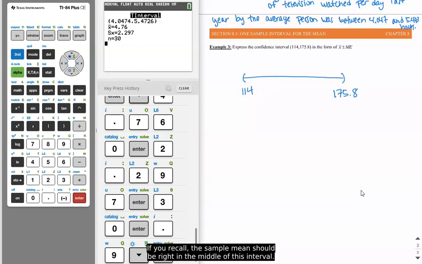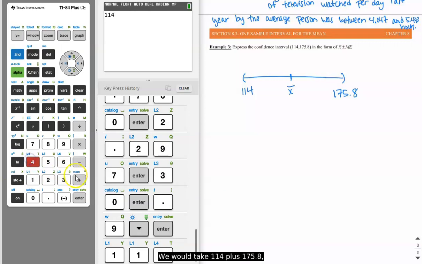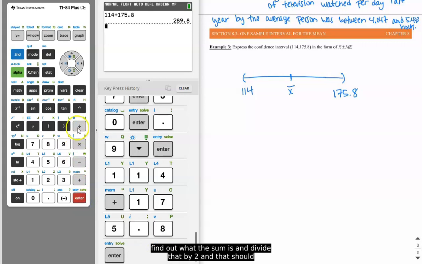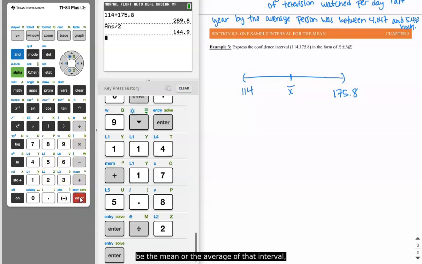So if you recall, the sample mean should be right in the middle of this interval. And so if I have two numbers and I want to find the middle point, we are going to average them together. So we would take 114 plus 175.8, find the sum, and divide that by 2. And that should be the mean or the average of that interval. So 144.9. That should be what x bar is.